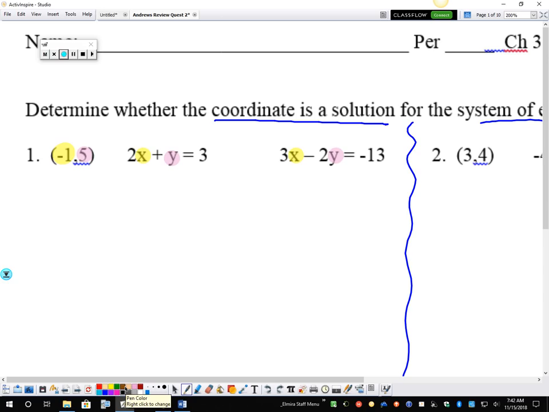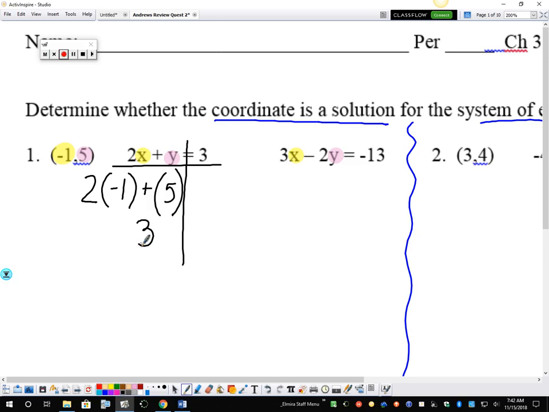Okay. So I'm going to make a t-chart. Two times the x is -1 plus the y value of 5. And I'm testing out to see if that equals 3. And you can either plug this into your calculator, or you can say 2 times -1 is -2, and -2 plus 5 is 3. So 3 is what I wanted to get, so that is a yes. That matches, that is a solution to the first equation.